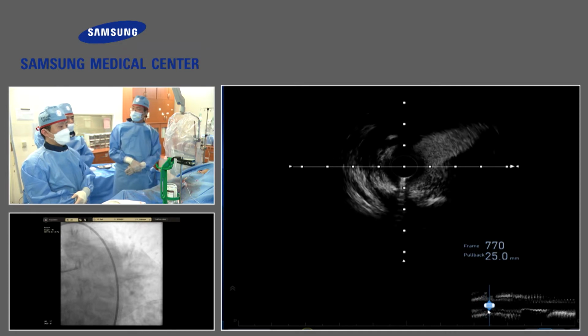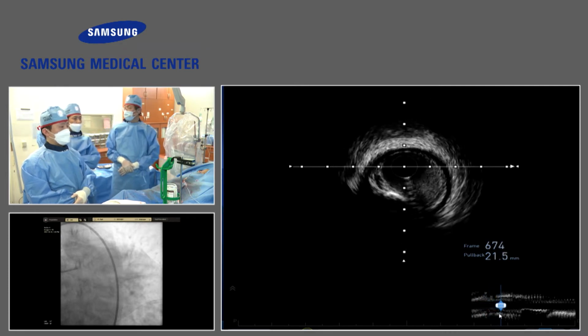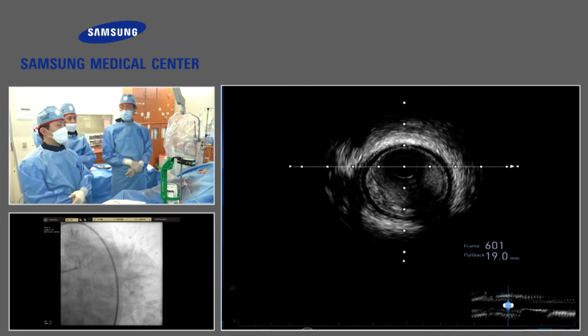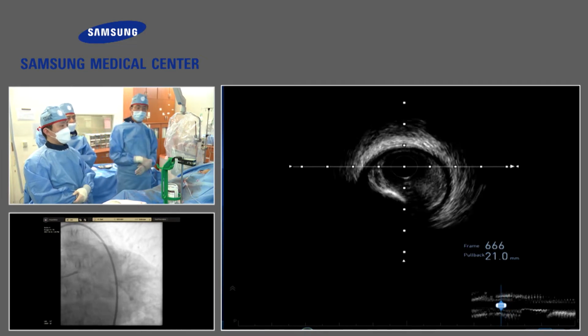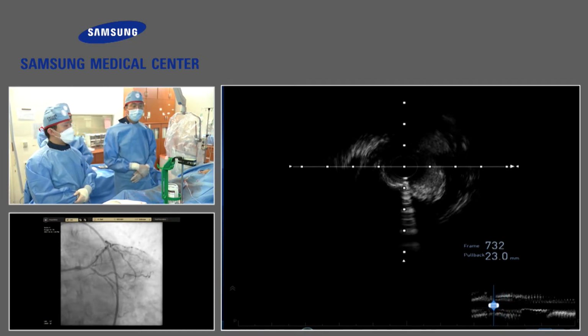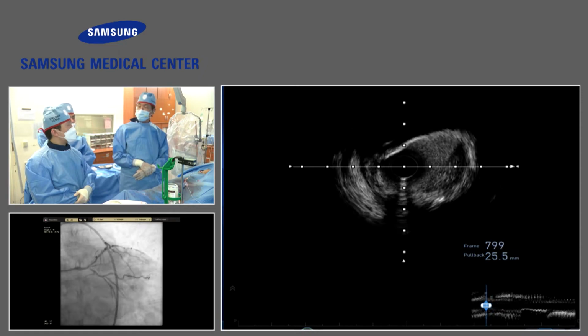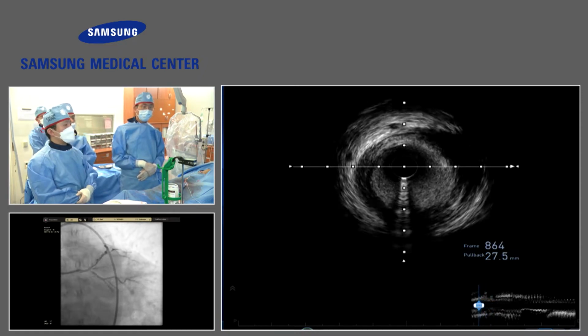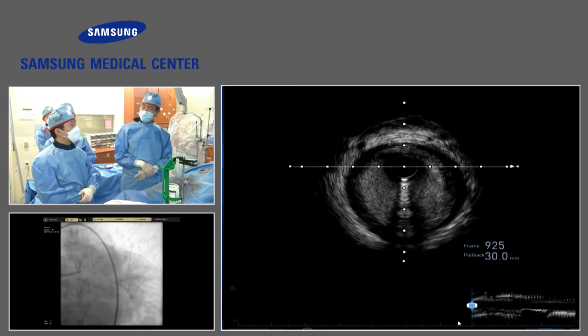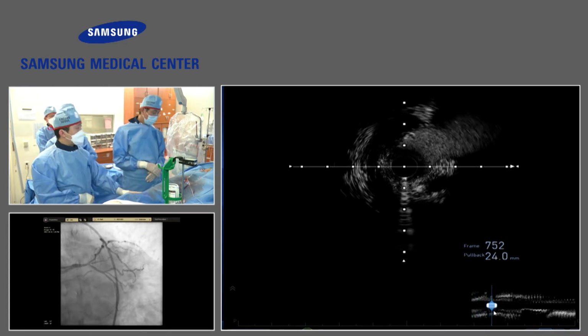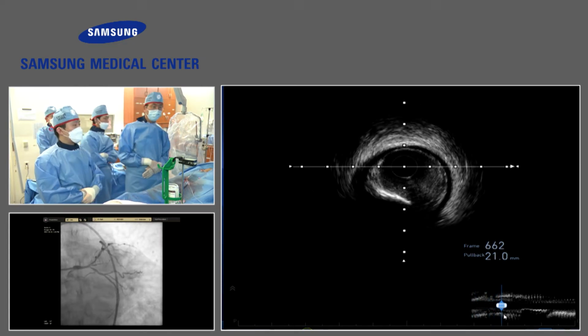So maybe this lesion can be treated with only a balloon. We don't need a stent for this case. But of course, we need to decide after the ballooning. And I can dilate a little bit aggressively because the lesion was not so calcified and very short.